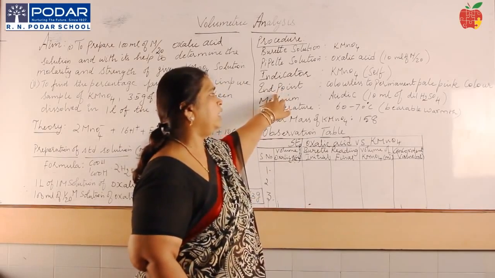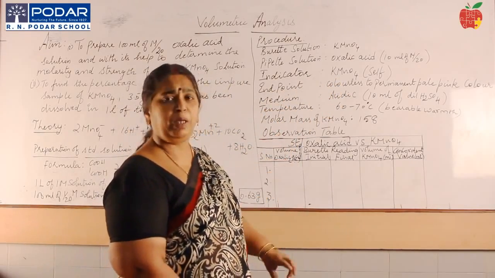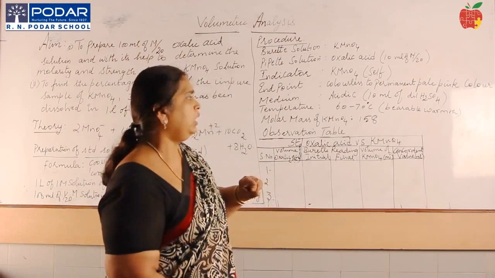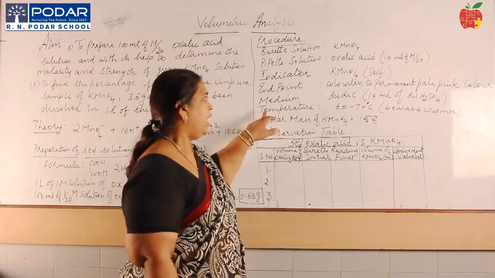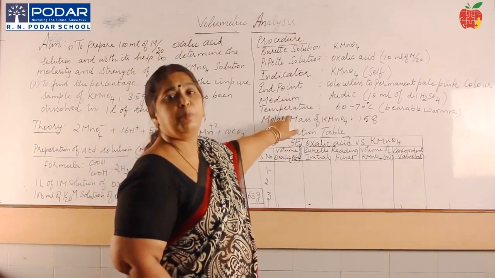The end point is colorless to permanent pale pink color. It has to be a permanent pale pink color. You wait for just 1 or 2 minutes to see that it doesn't fade away. Your medium is acidic, as I told you, and temperature here is very important.